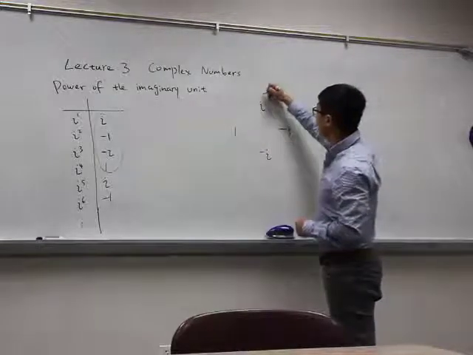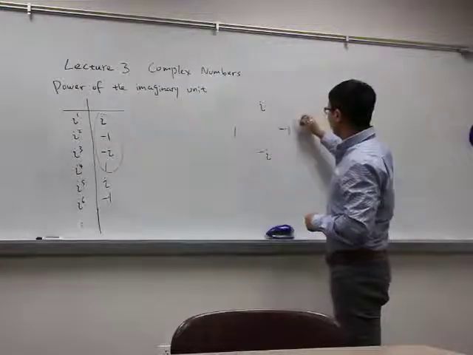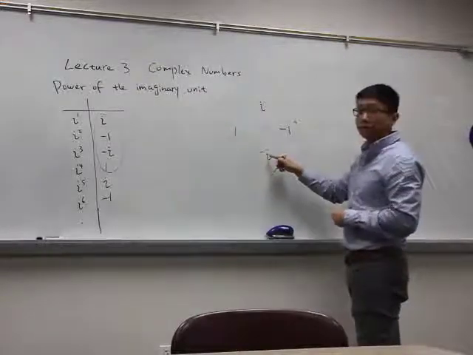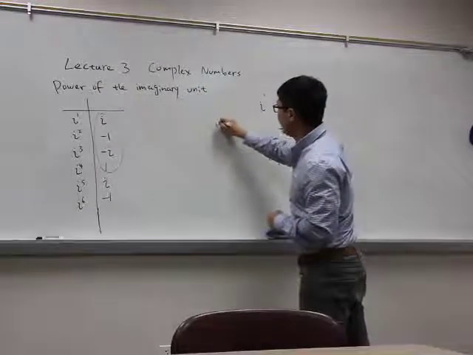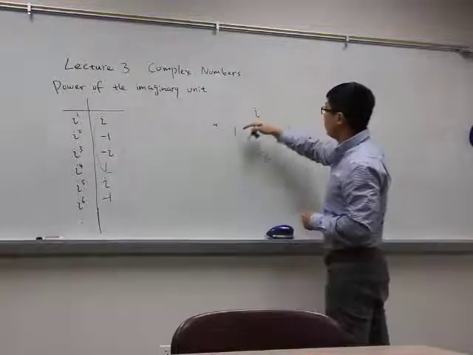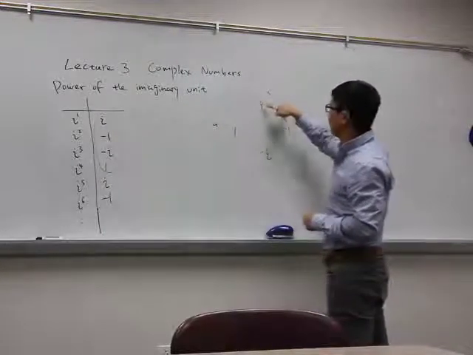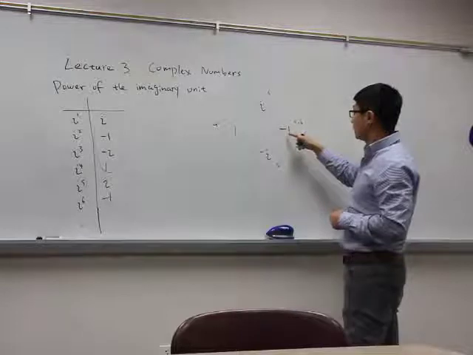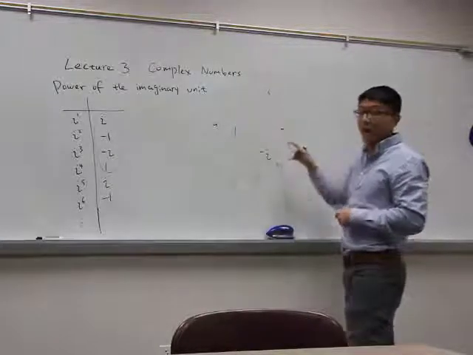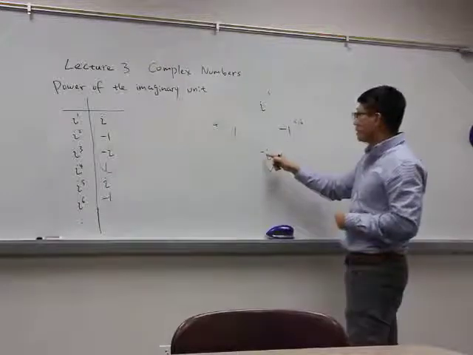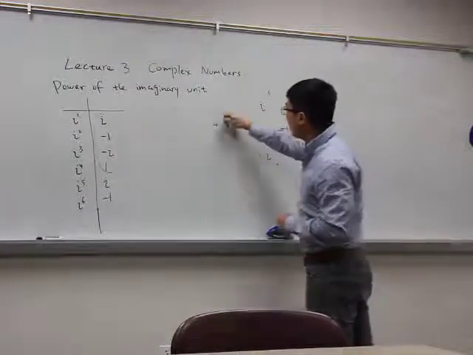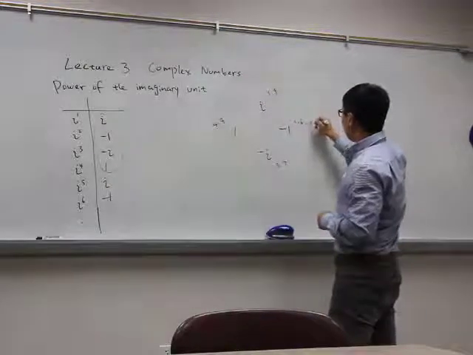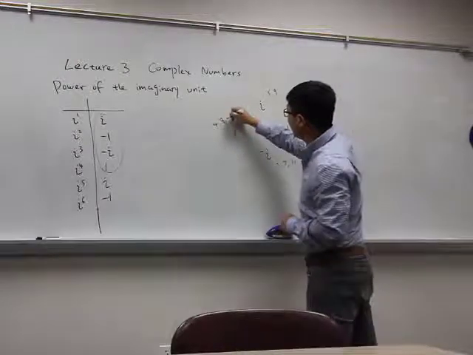When i is raised to the power of 1, the result is i. When i is raised to the power of 2, the result is -1. When i is raised to the power of 3, the result is -i. When i is raised to the power of 4, the result is 1. And when i is raised to the power of 5, it goes back. The result is i. And when i is raised to the power of 6, it is -1. If we follow this pattern, when i is raised to the power of 7, the result is -i. And when i is raised to the power of 8, the result is 1. So 9, 10, 11, and 12.